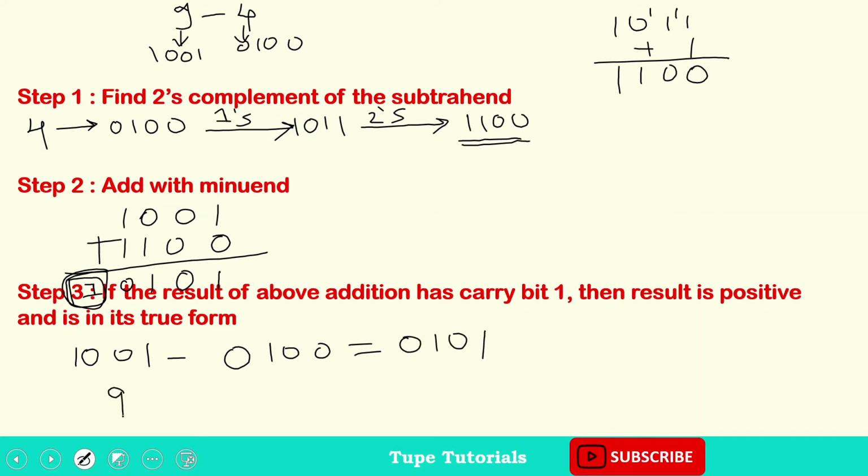As we know, this is 9 minus 4, and 0 1 0 1's decimal equivalent is 5. So we got the correct answer, that is 9 minus 4 is equal to 5.